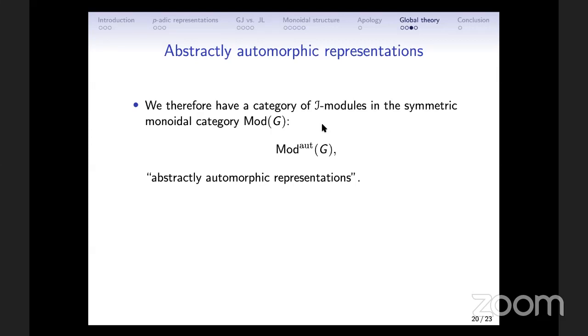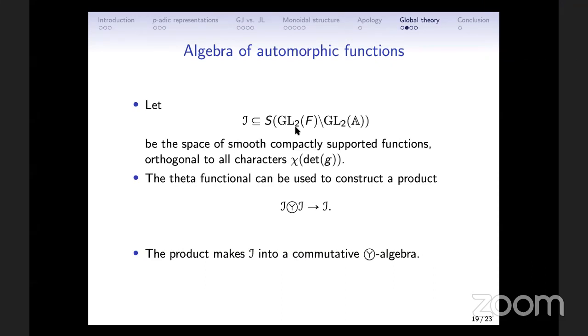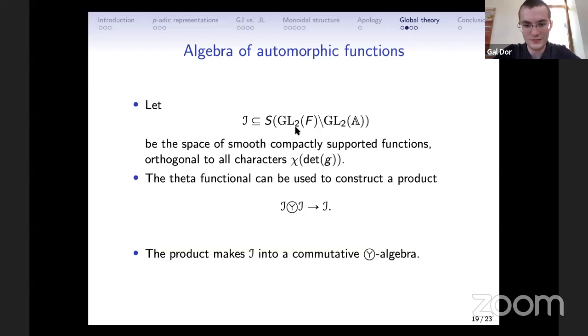And one last small question. You of course said what I is, but I missed it. Can you just repeat the definition of I? Yes, of course. I is the space of functions that are compactly supported on the automorphic quotient, GL2 of A modulo GL2 of F, such that they are orthogonal to all characters. That is, if you integrate over the space of things of determinant 1, then you get 0.